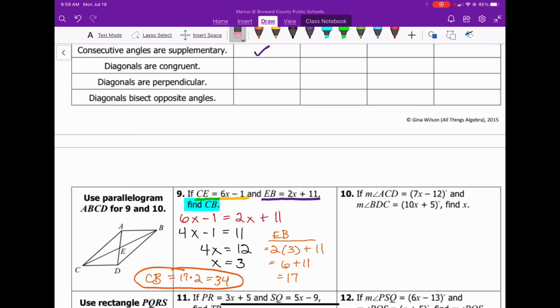Erase that. Now let's take a look at number 10. Number 10 says they give us two things. The measure of angle ACD. All right. And they give us the measure of angle BDC. Let me redraw that. Let's get rid of that other one.